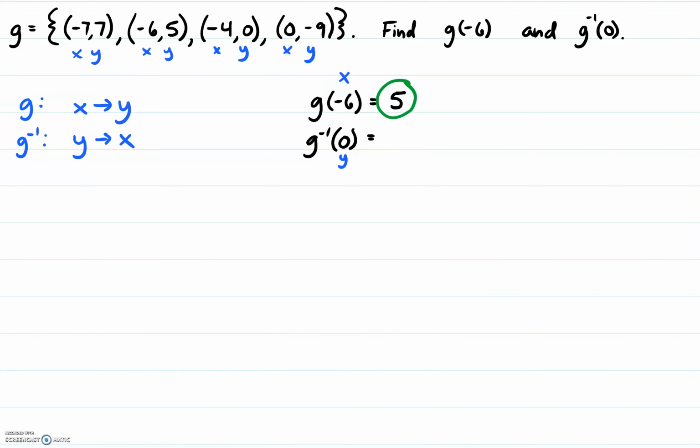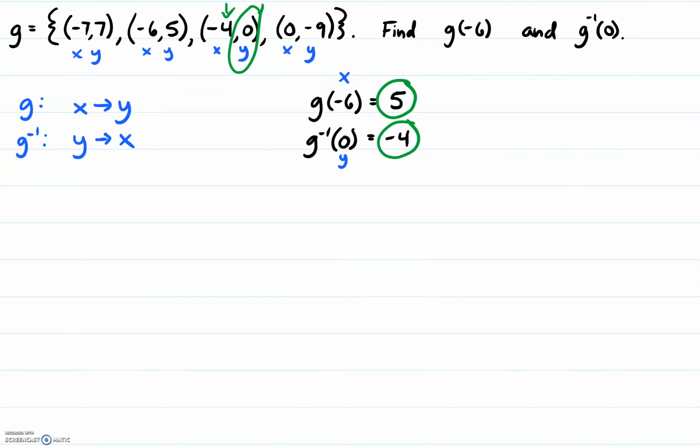So to figure out this answer, we look through here and say, okay, this ordered pair right here has a y value of 0, and we already know for g inverse of 0, we're looking for a y value. So what we want to do is write the x value that corresponds with that y value of 0, and the answer is -4, because that's the x value of this ordered pair right here. And so that's going to be your answer for the g inverse of 0.